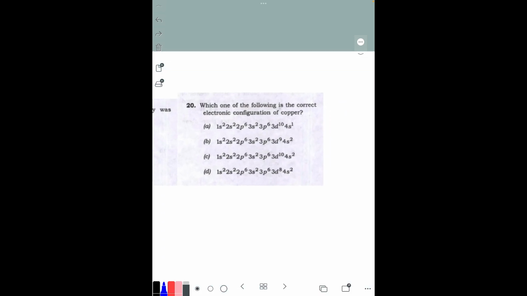Going to question number 20. Which one of the following is the correct electronic configuration of copper? Now, as we all know, the atomic number of copper is 29. So it is supposed to be 3d9 4s2, but since we know that fully filled and half filled orbitals are more stable because of greater exchange energy, the configuration that it follows is 3d10 4s1, that is A.